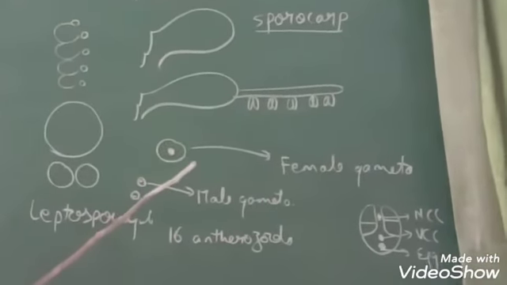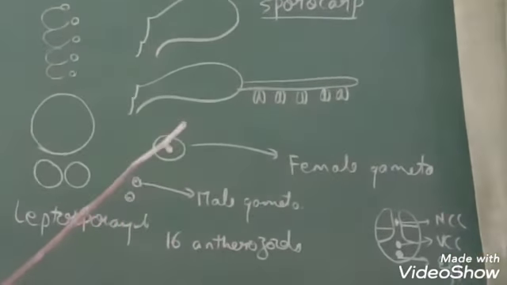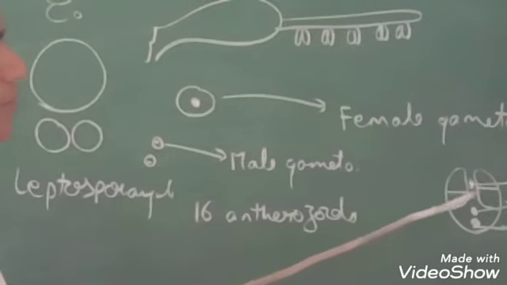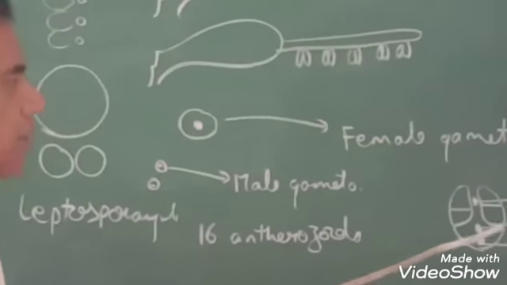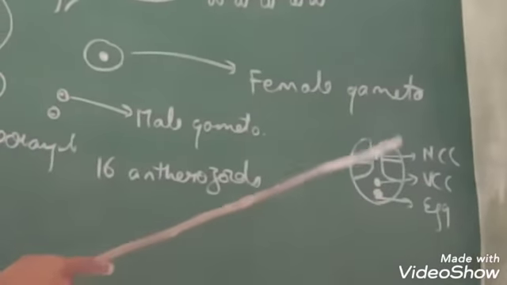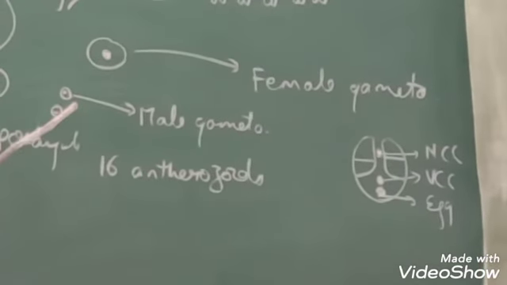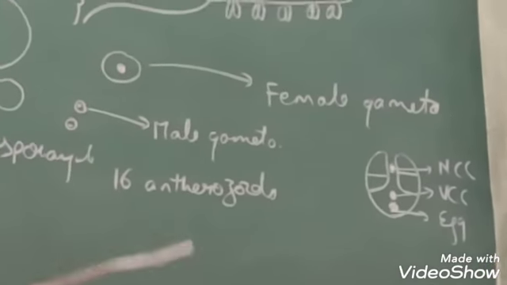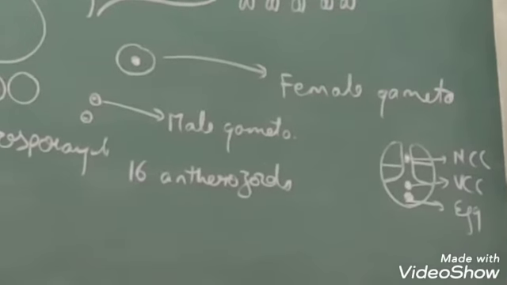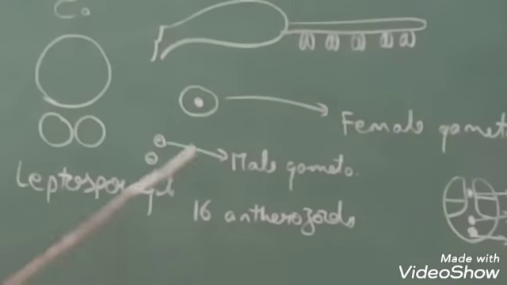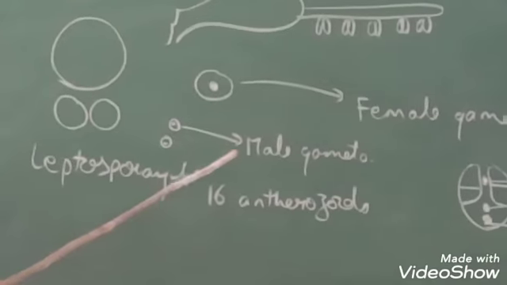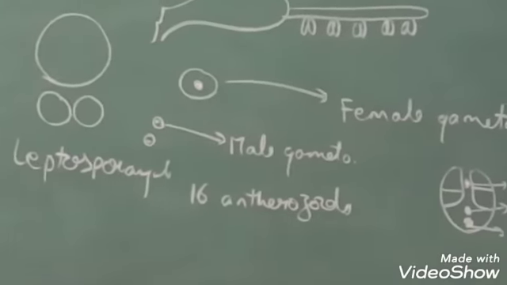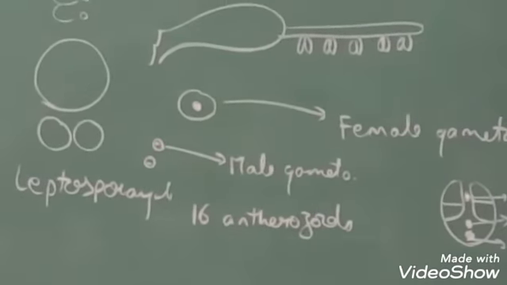The megaspore, when it comes out of the sporocarp, germinates and makes the female gametophyte. The female gametophyte is a highly reduced structure having neck cells, one NCC, neck canal cell, one ventral canal cell, and an egg. Similarly, the male gametophytes germinate and give rise to a very reduced male reproductive structure, which gives rise to 16 antherozoids. The antherozoids are multiflagellate.